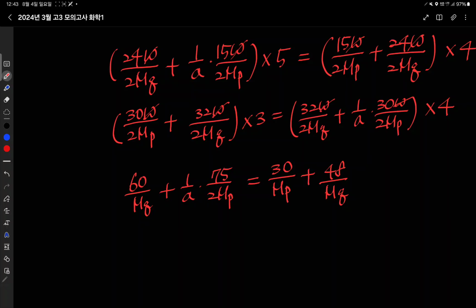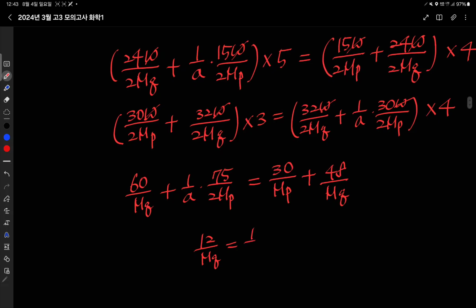So if we make the factoring with NQ and NP, 12 over NQ is equal to 1 over NP times (30 minus 75 over 2A).